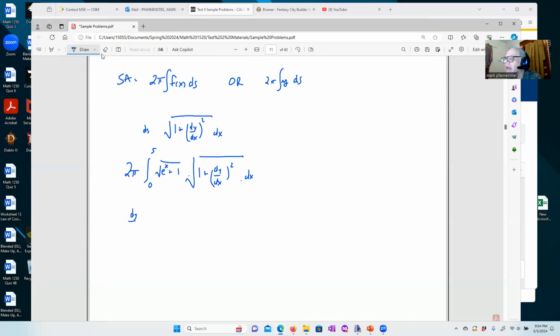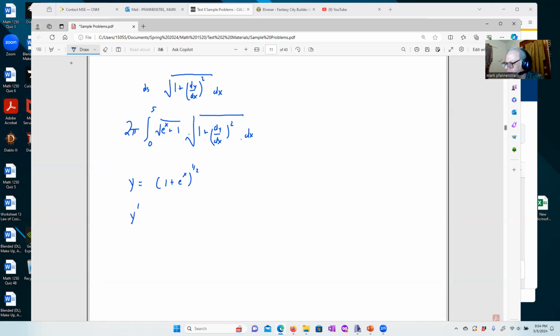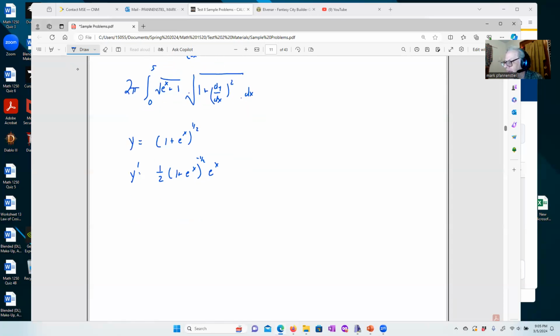Now, let's go ahead and deal with my dy by dx. We're going to write down y first. We have y is equal to, we'll make this a calculus problem rather than an algebra problem, 1 plus e to the x to the 1/2 power. And y prime, dy by dx, is equal to 1/2 times 1 plus e to the x raised to the negative 1/2, just doing a power rule, times the chain, e to the x. Let's clean that up a little bit. This is going to be e to the x over 2 square roots of 1 plus e to the x, like so.